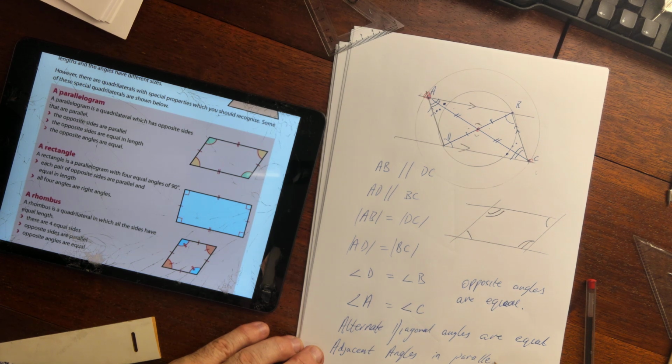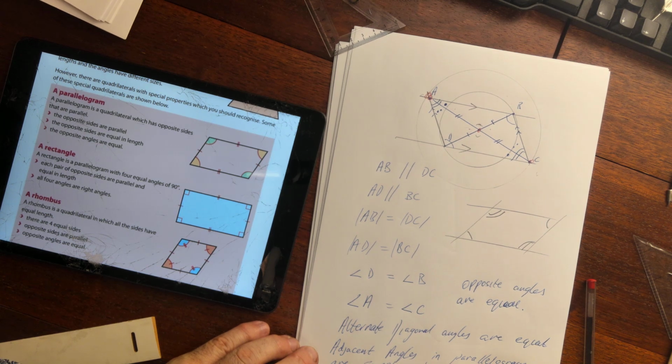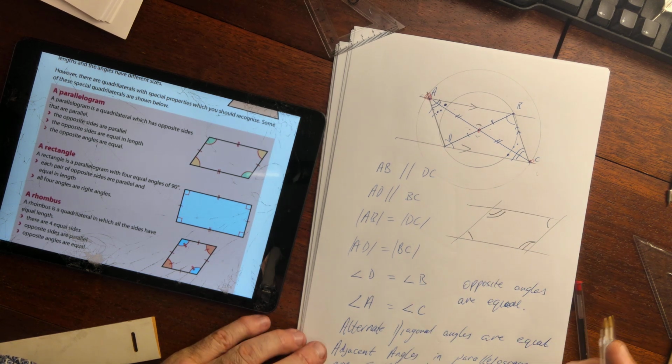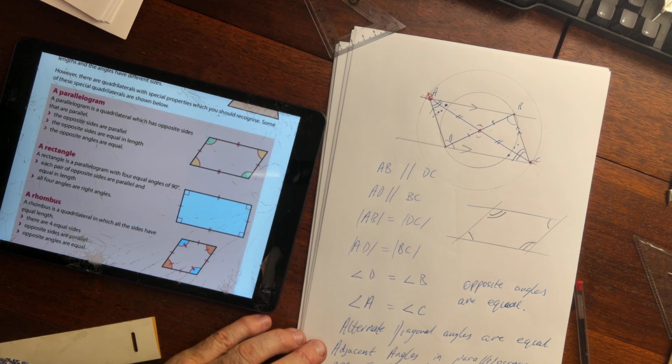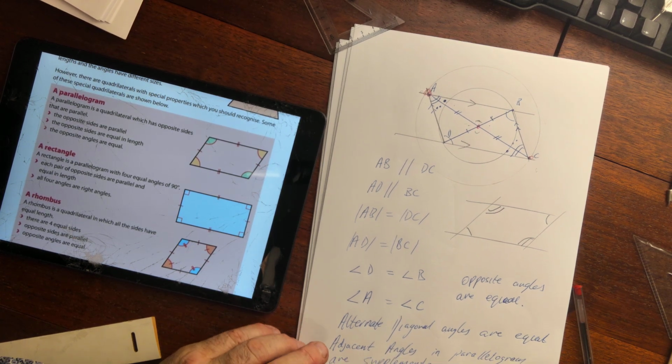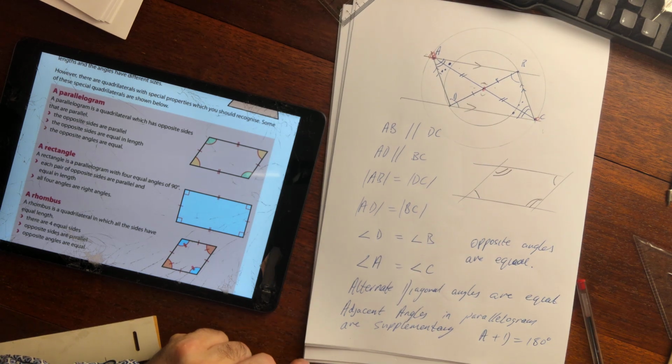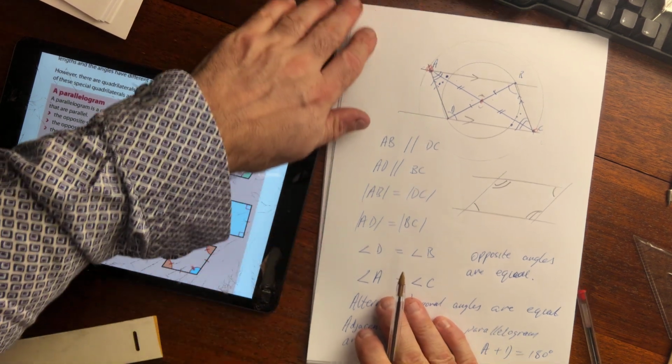are supplementary, meaning if we go back to the original, the measure of angle A plus angle D is equal to 180 degrees. Sorry, I went off picture there. So adjacent angles in a parallelogram are supplementary, and A and D equal 180 degrees. That's pretty much everything you need to know about a parallelogram.